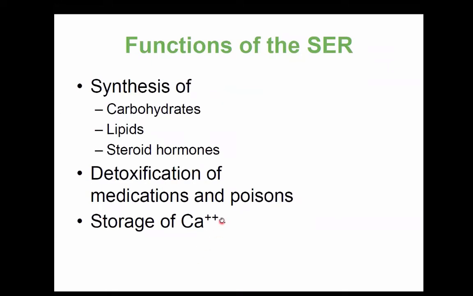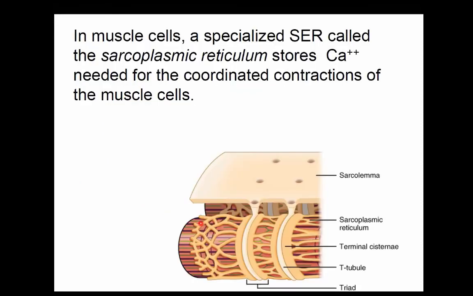ER is also a warehouse storage for calcium. That calcium is essential for movement of our muscles. This is a muscle cell. The cell membrane of those muscle cells is called the sarcolemma. Sarco means muscle. So the endoplasmic reticulum of the muscle cells is called the sarcoplasmic reticulum.